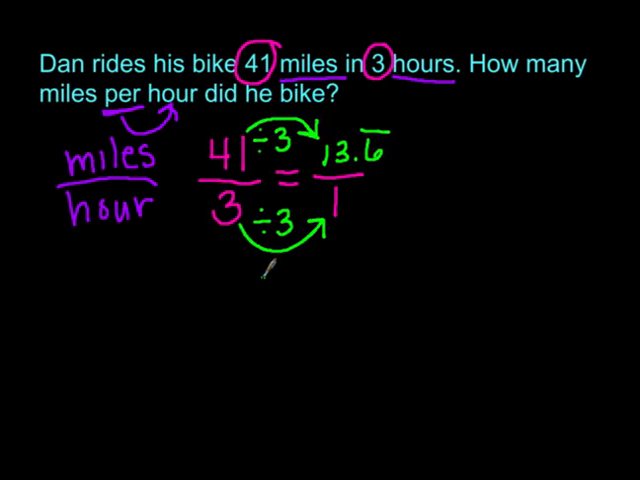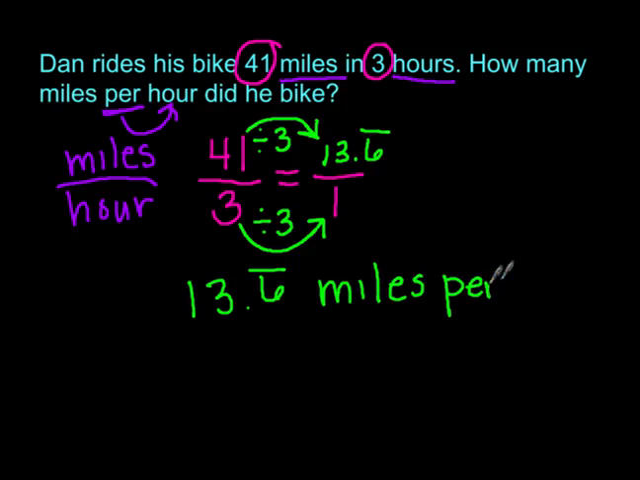Now I can use this answer to solve my problem. My question was, how many miles per hour did he bike? My answer as a unit rate is he biked 13.6 miles per hour. Okay, I hope that this helped you figure out a little bit better how to solve a unit rate.